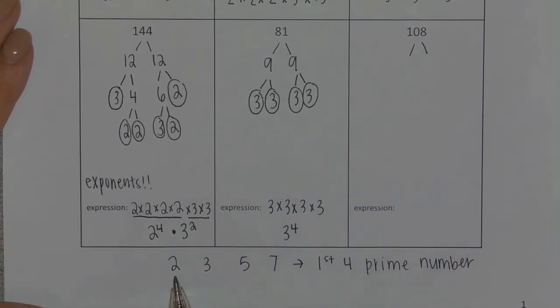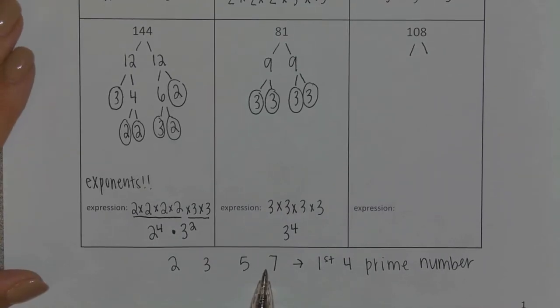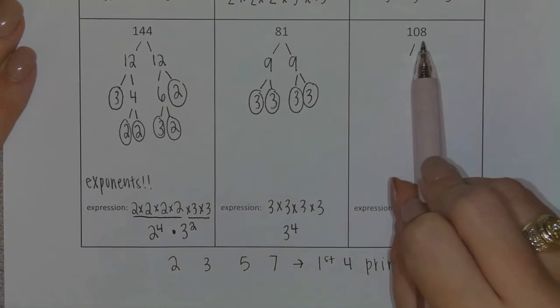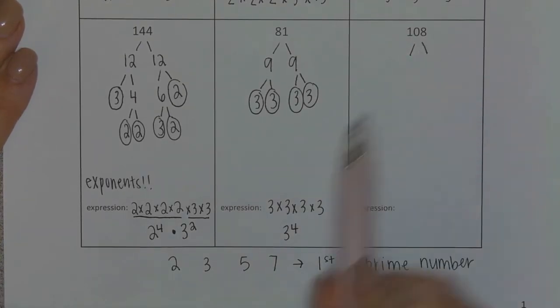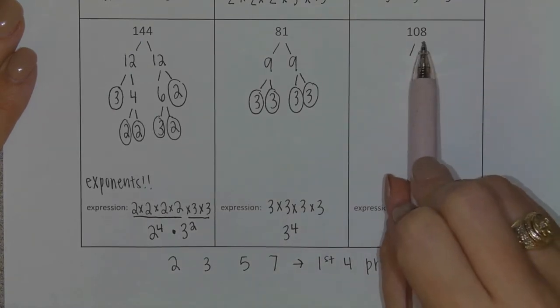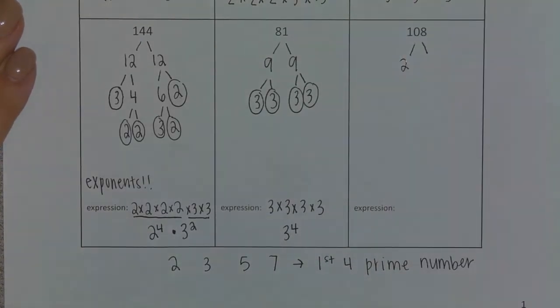Now, remember our rules to figure out if it's divisible. For 2, it has to be an even number. For 3, the sum of the digits has to be divisible by 3. For 5, it has to end in a 5 or a 0. I'm going to be honest, we don't have a rule for 7, so we just kind of have to cross our fingers and hope for the best here. But I can cross 5 off the list because it does not end in a 5 or 0. I know 2 could work because 8 is an even number, so I'm going to start there.